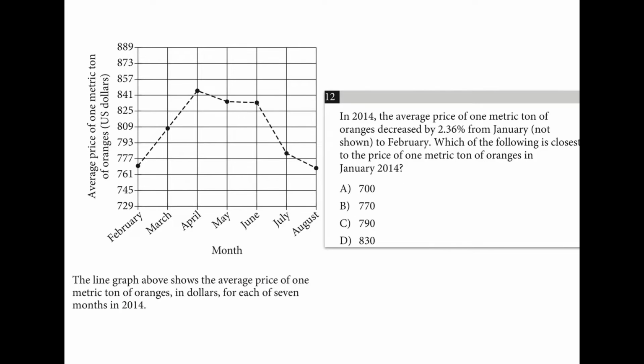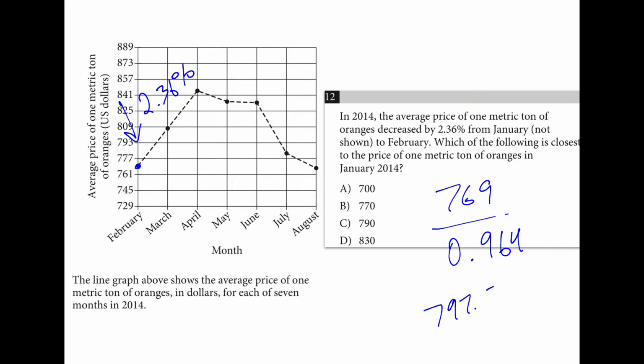In 2014, from January to February, we went down 2.36%. And in February, we're here at, I don't know, 769. Based on the graph, that's what I would estimate, halfway between those two. So I'm going to divide that by 964. And if I do that, I get 797.7. So to the nearest, and the nearest is actually 790.